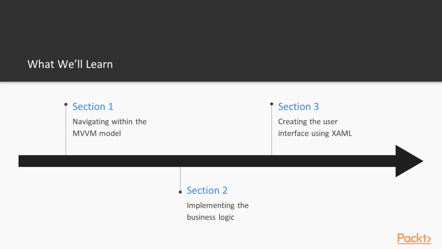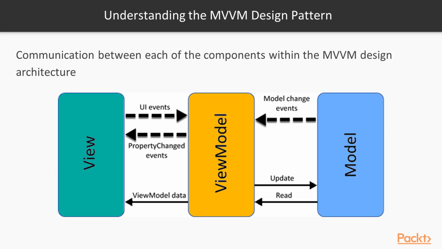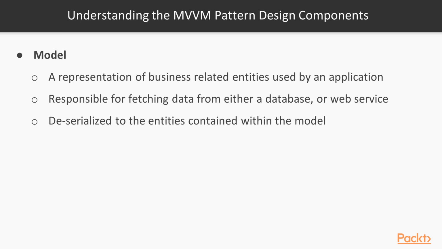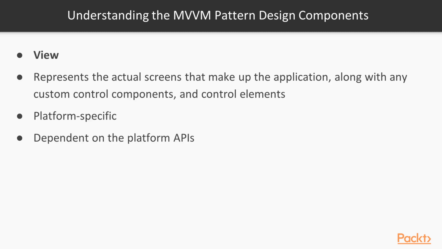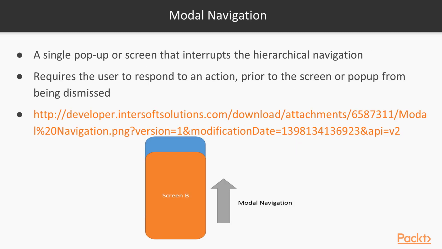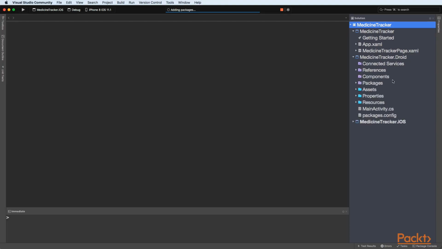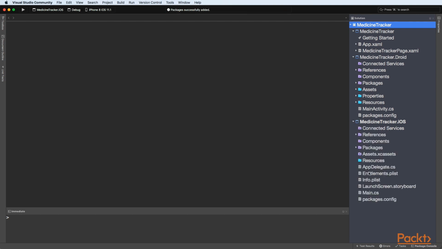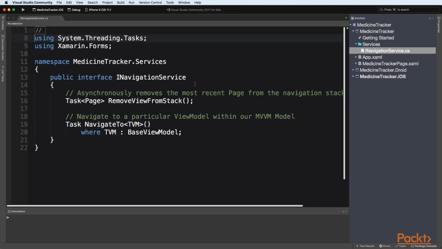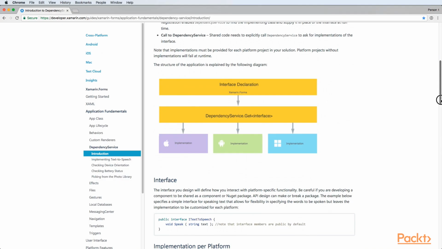So in the first section, we will learn about the MVVM architecture pattern and the Xamarin.Forms navigation API, before moving on to creating our cross-platform Xamarin.Forms medicine tracker application. We will also look at how to create a navigation service interface and class using C#, and this will enable us to navigate within our view models and content pages.